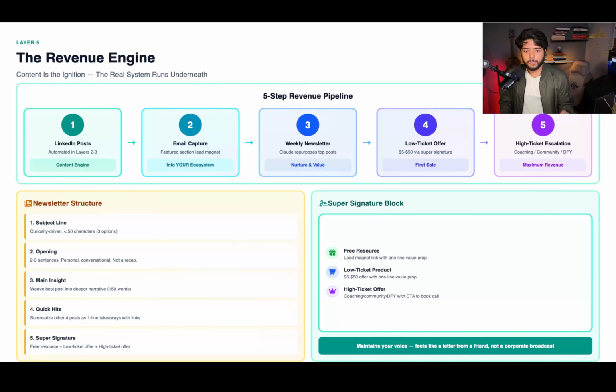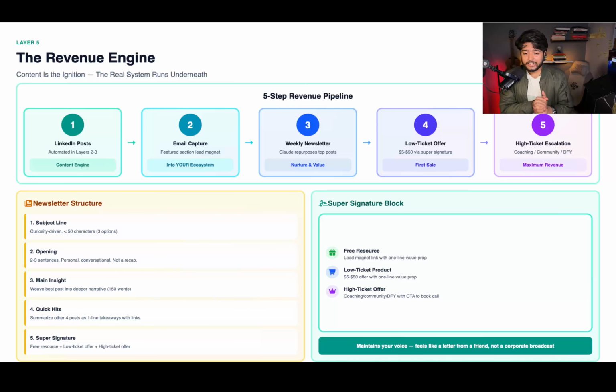That's how it is. Now, the newsletter structure. Let's talk about the newsletter. Very simple. Subject line: it should be curiosity driven, less than 50 characters. It should not be more than 50 characters. You can try 2-3 options, maybe A/B testing. Second thing is the opening. 2-3 sentences, very personal, conversational, not a recap. It should not be a summary that feels like every other post, maybe written by an AI. It should be personal and conversational.